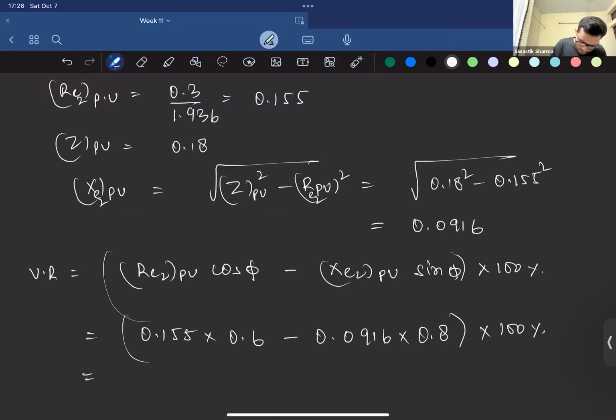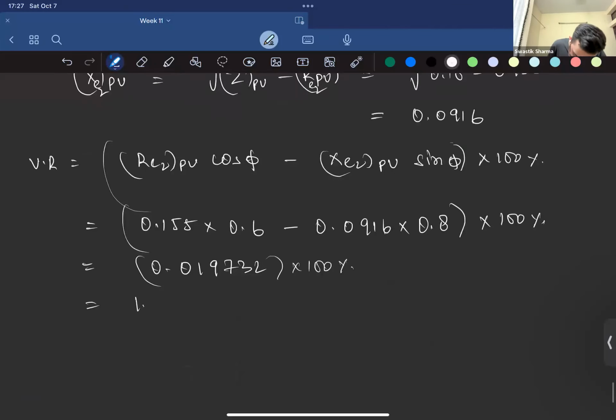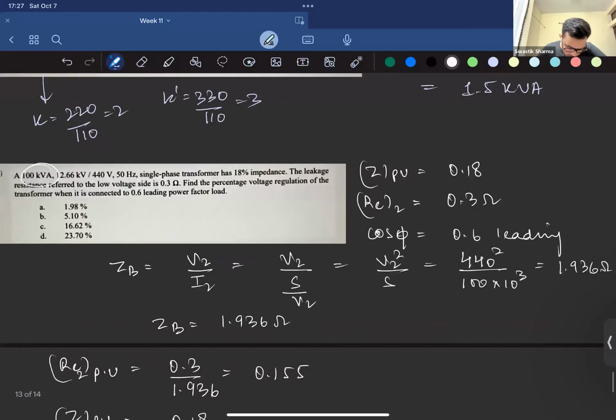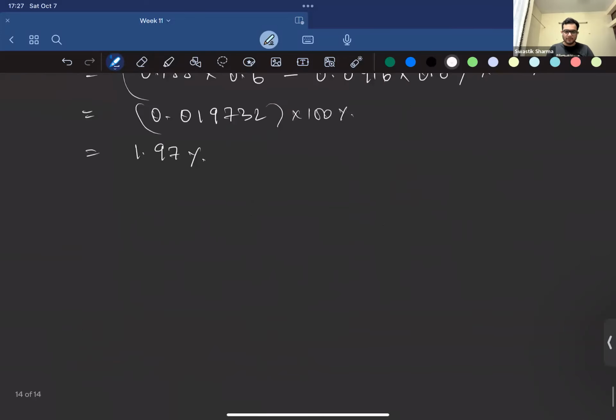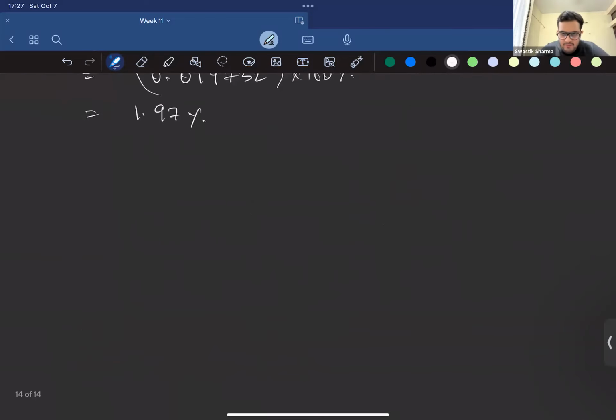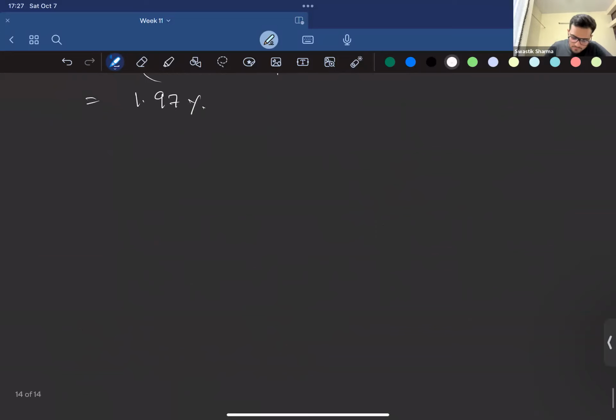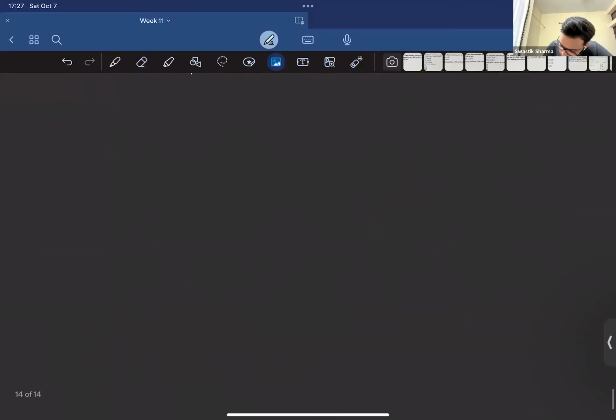So what is this value? 0.6 minus 0.8 times 0.0916... this comes out to be 0.019732. Times 100%, which is nothing but 1.973 or 1.97%. So the answer is close to A, right? So the answer is A. So that's how you solve these questions. These are pretty straightforward if you see, right? Now let's continue.